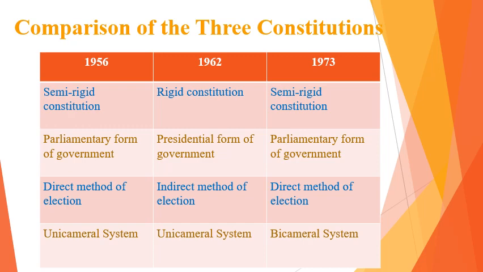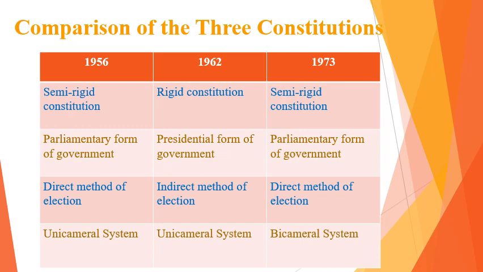Number 3, direct method of election. Direct method of election means the common masses voted for the elected members. In 1962, indirect method of election. Indirect means that the President General Ayub Khan made the Basic Democrats. Basic Democrats means 80,000: 40,000 from East Pakistan, 40,000 from West Pakistan. In election, only those 80,000 people were supposed to vote. This is called indirect method of election. 1973, once again the common masses will vote. So it means direct method of election.